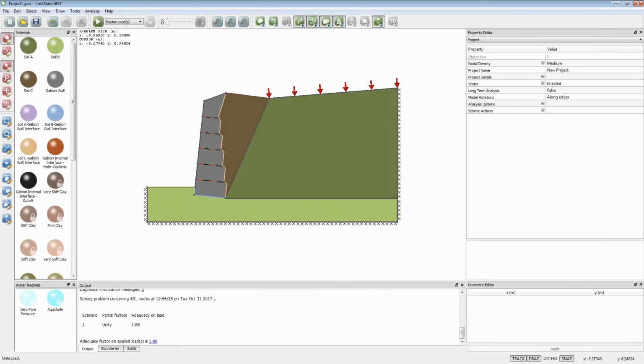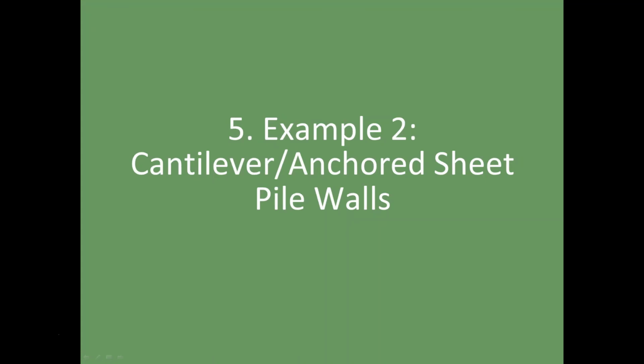Okay, so that's a look at gabion walls and gravity walls. So if we go back to the presentation, next example we'll look at cantilever and anchored sheet pile walls.